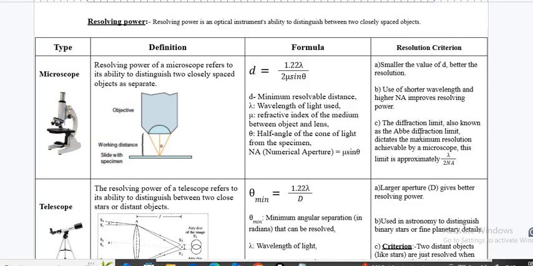So what are the criteria? Obviously if D is small, there will be better resolution. Now if you are using a shorter wavelength and a higher numerical aperture, obviously you will be able to resolve the system. But the problem is if the objects are very close to each other, then there is a possibility of diffraction. So you really cannot cross this diffraction limit. If you cross the diffraction limit, then the problem will be more complicated.